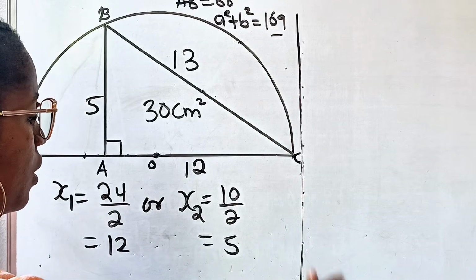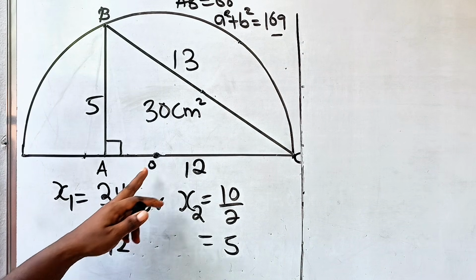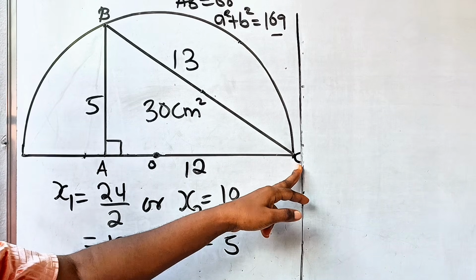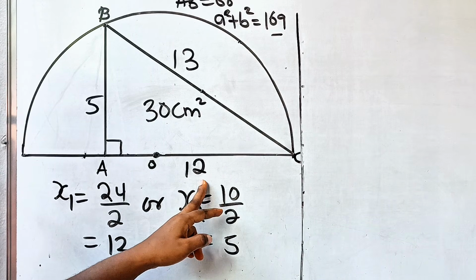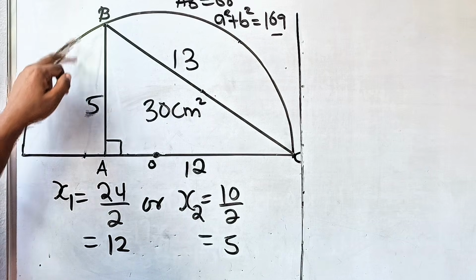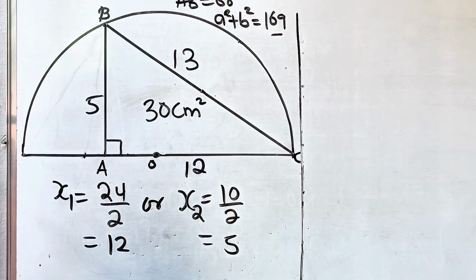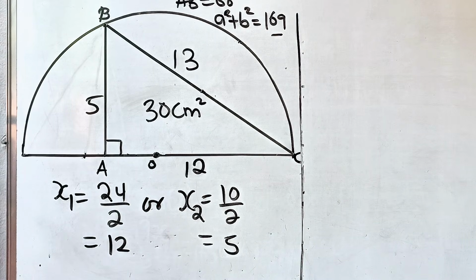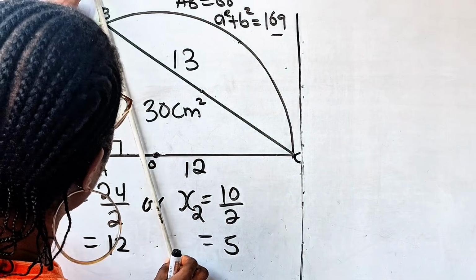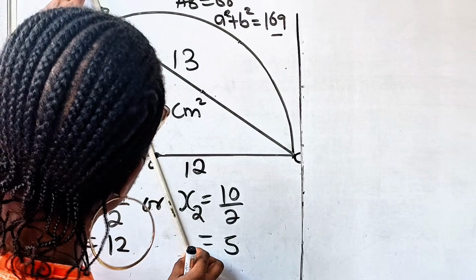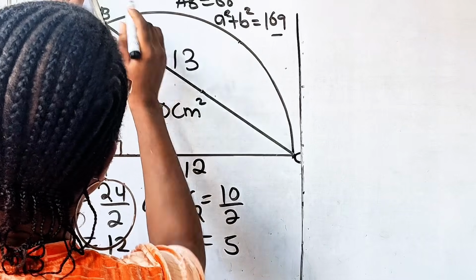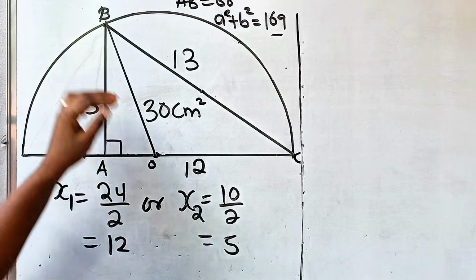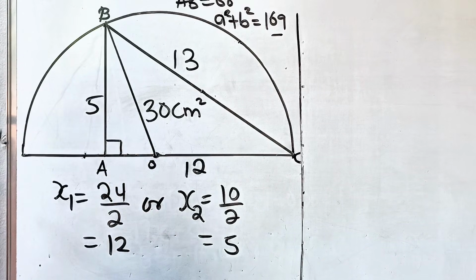Now, this is what we are going to do. If you look at this diagram, A to C is what? A to C is 12, A to B is 5, B to C is 13. What if I drop a line to actually get our radius? But this time I'm going to drop a line from here to here. Because any line from the center of the circle to its circumference is a radius. So this is our R.